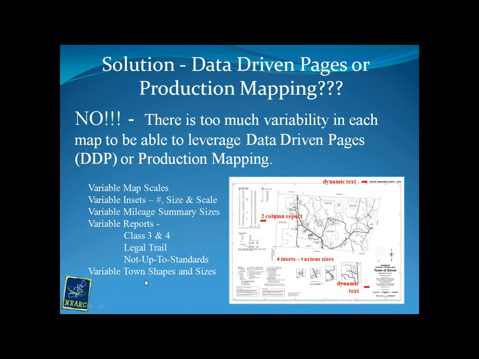So in this map that I'm showing on the screen now, there is one example of Class 3 and Class 4 mileage tables that's actually in 2 columns. There are 4 insets at the bottom. There's dynamic text, and we have a couple other tables as well as legends and other text elements in this. And I'll be referring to many of these elements in this map document in future slides.